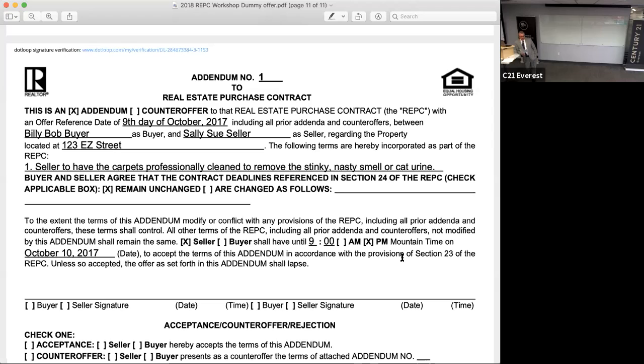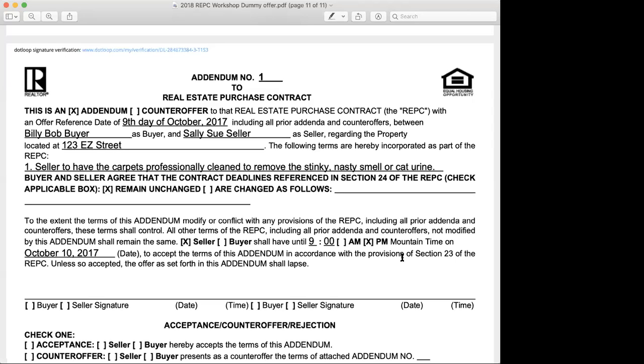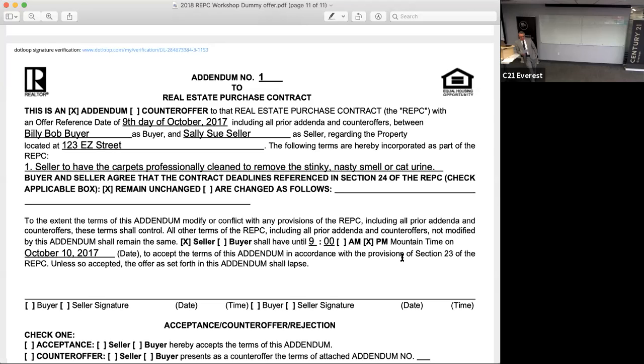Say 9, because it's on the addendum. Okay. So here's what I would say. Now this actually is still a little vague, so I would agree that it probably is 9 o'clock, but you could argue a little bit. So let me show you why it would be 9 o'clock.